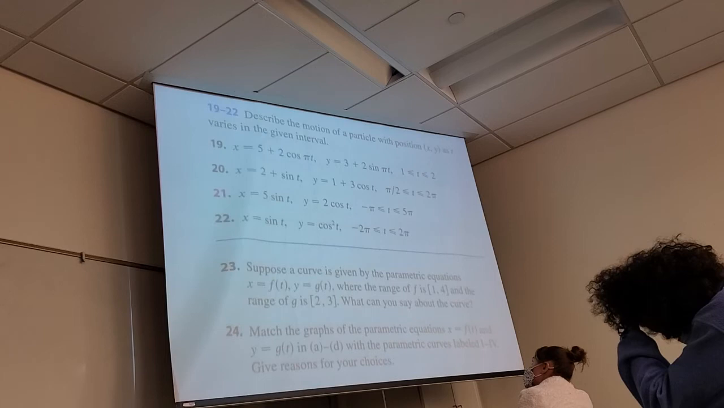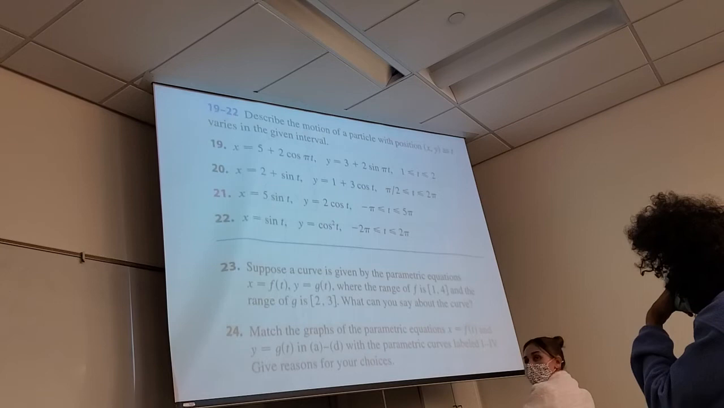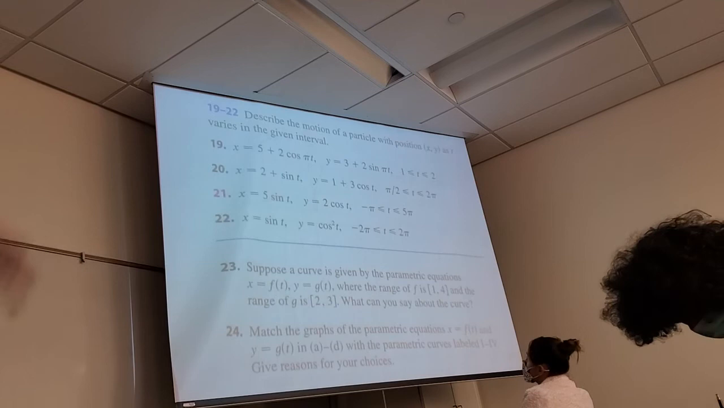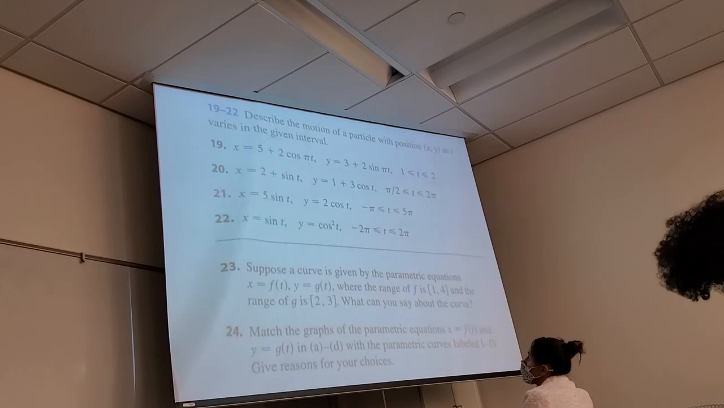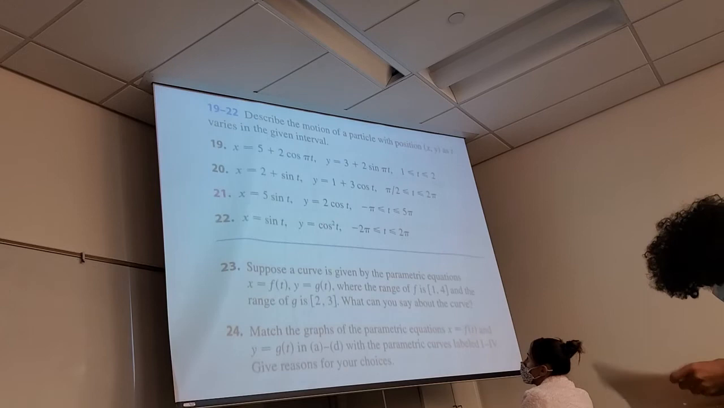So I don't know if anybody tried out number 21? Let me ask you this real quick. If I made that 2 sine t, 2 cosine t, can somebody tell me what that would create? Just a circle. So it'd just be a circle of radius 2. Yeah, there you go. If I just left it sine and cosine, that's a unit circle. So it's 2, 2. But it's 5, 2.